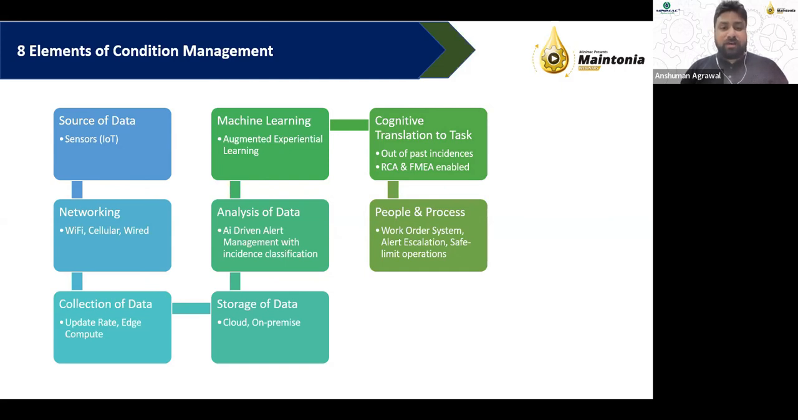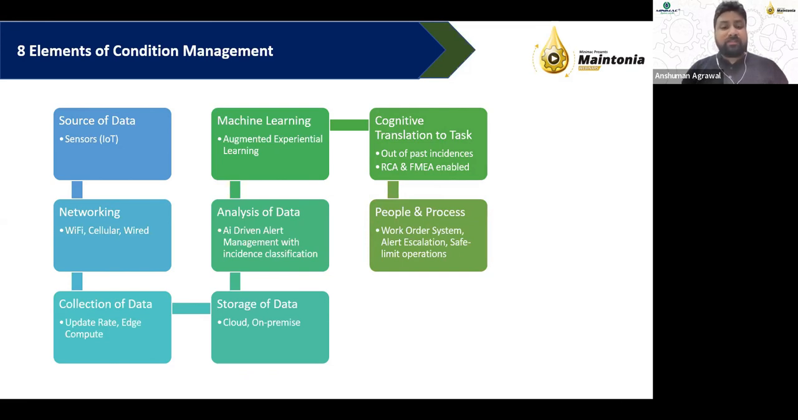After the machine learning stage, it's the cognitive translation to the task stage, where the machine starts giving out various insights. It starts giving you responses. The platform which is being used for the IIoT starts giving you understanding on why the system failed, why the system might fail, and what you can do so that the system doesn't fail further. And the next step is, of course, the augmentation of the people and the processes.